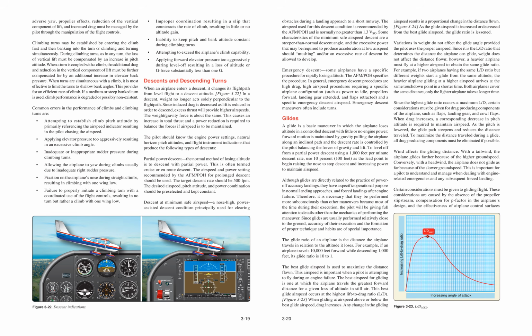Wind affects the gliding distance. With a tailwind, the airplane glides farther because of the higher ground speed. Conversely, with a headwind, the airplane does not glide as far because of the slower ground speed. This is important for a pilot to understand and manage when dealing with engine-related emergencies and any subsequent forced landing.